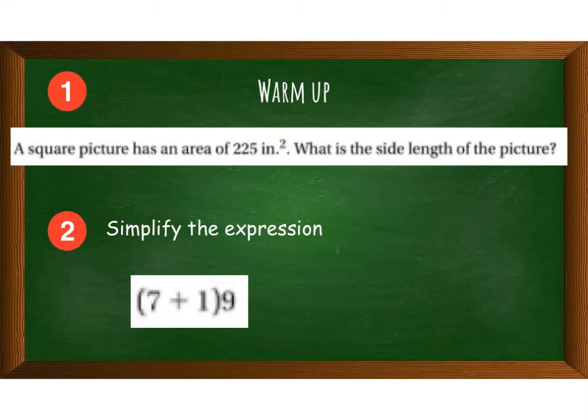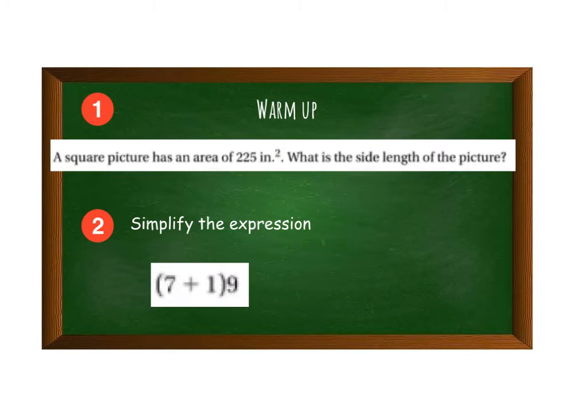Okay, so our warm-up for today. A square picture has an area of 225 inches. What is the side length of the picture? The key here is that it says it's a square picture. So whenever there's a square, each side is the same length.